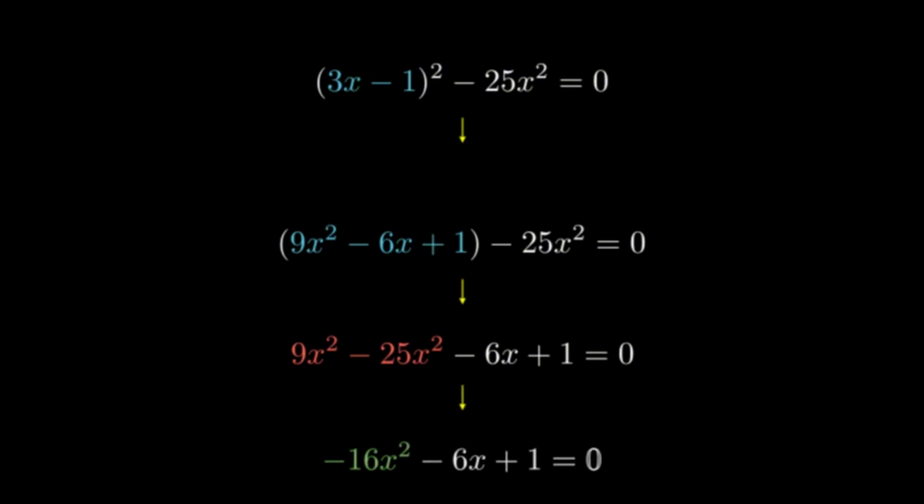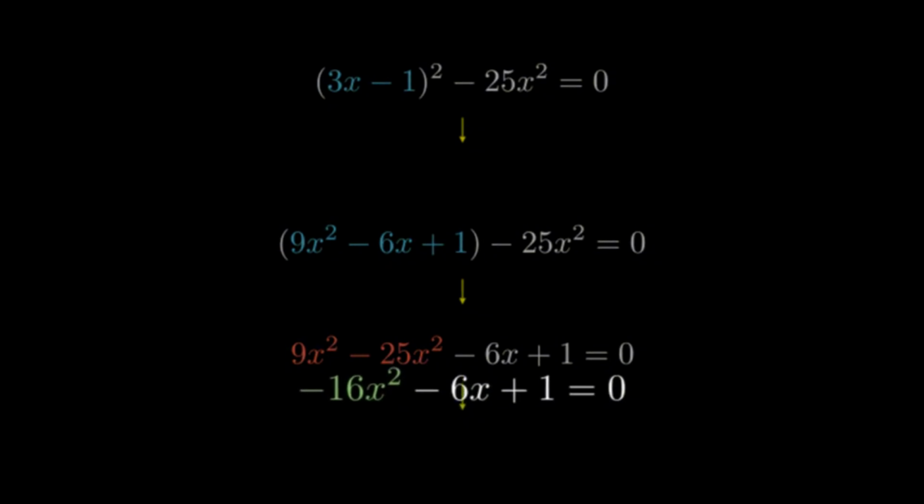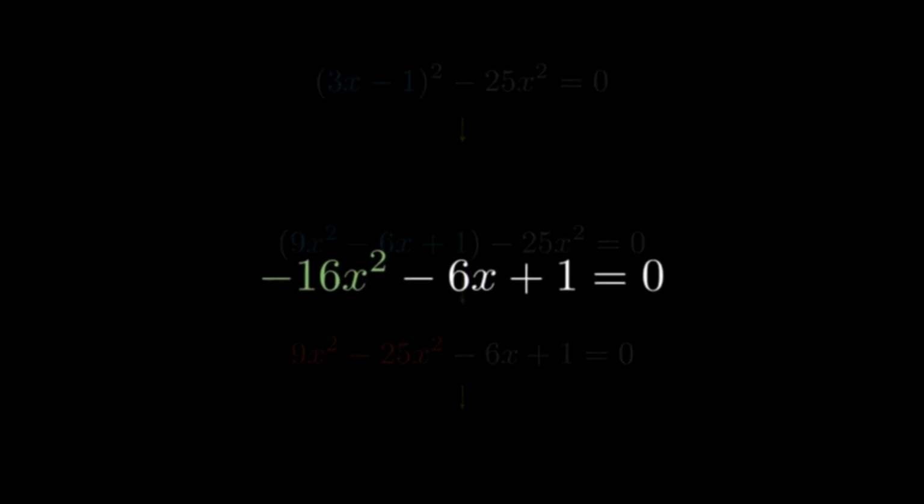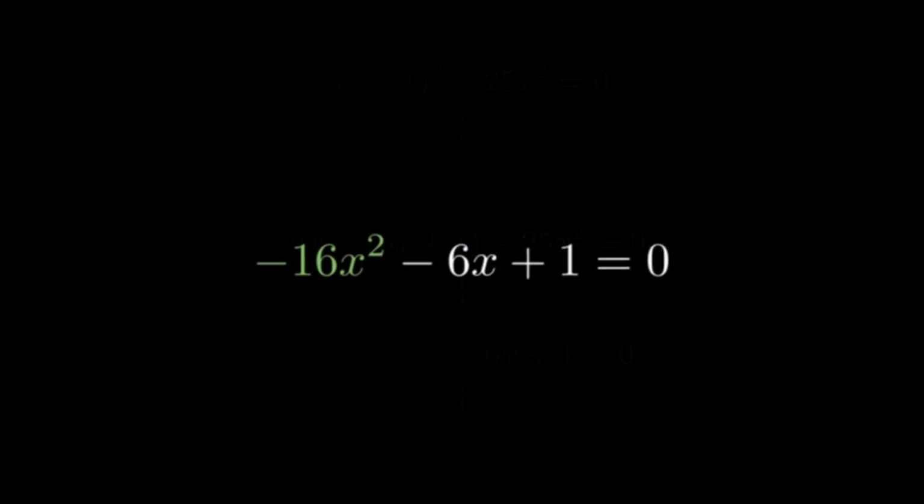We have 9x^2 - 25x^2, which gives us negative 16x^2. Notice how combining like terms simplifies our expression substantially. We've now transformed our complex-looking equation with a binomial squared into a standard form quadratic equation: -16x^2 - 6x + 1 = 0. This is much easier to work with for solving purposes.